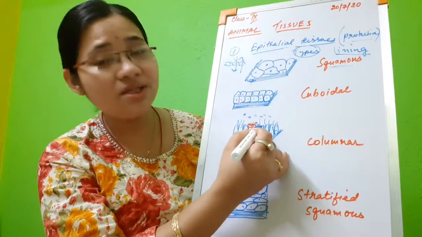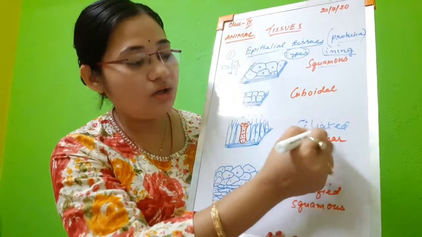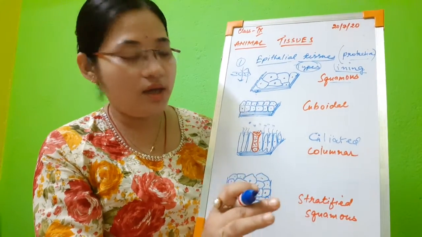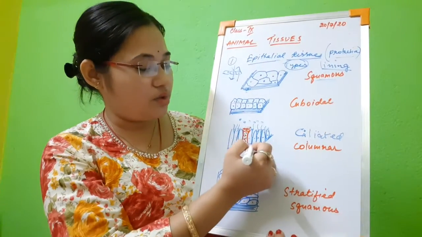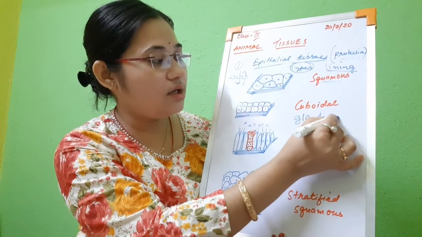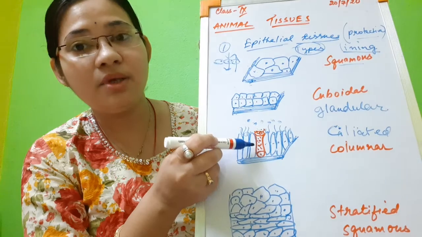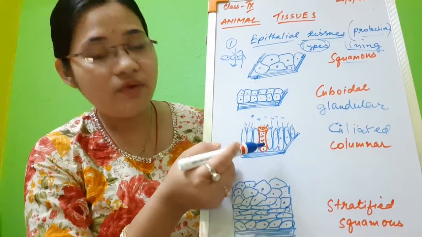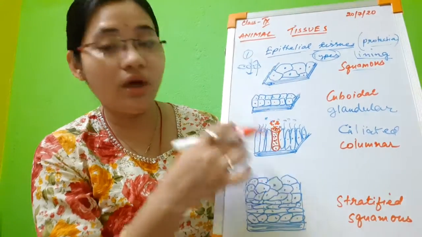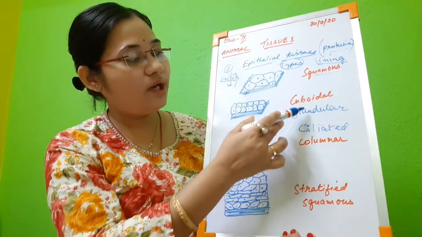So sometimes when cilia is present, we call them ciliated columnar epithelial tissue, because cilia is present. Sometimes they also have glands, like cuboidal can also have glands, columnar can also have glands. Then we call them glandular. Glandular cuboidal epithelial tissue. Gland means some cells become swollen and they become specialized to form gland-like structures which secrete some substances, like hormones or enzymes, which are distributed to other parts of the body. So they become glandular epithelial tissues.